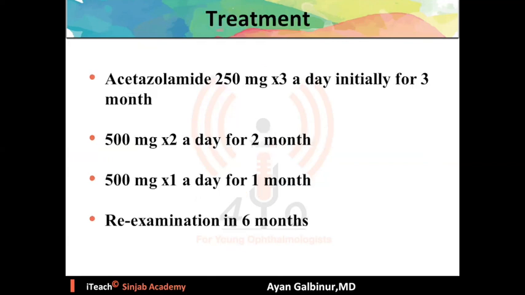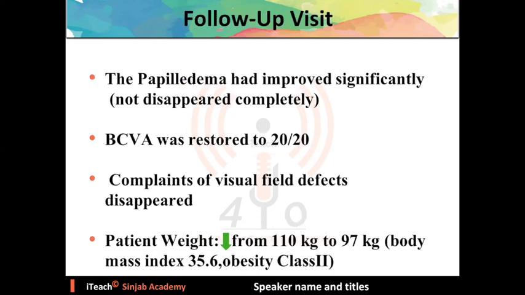The plan for her was to start acetazolamide 250 milligrams 3 times a day for 3 months, then 500 milligrams 2 times a day for 2 months, then 500 milligrams once a day for 1 month. At the 6-month examination, the papilledema had improved significantly but not disappeared completely. Best corrected visual acuity was restored to 20/20, the visual field complaints disappeared, and we can see a decrease in the patient's weight.